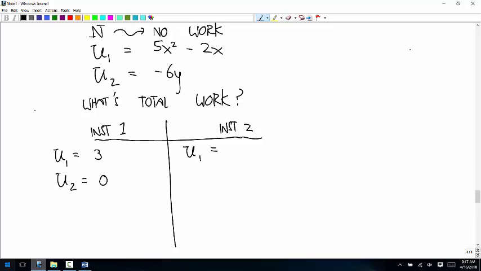5 times 16 is 80. Oh, minus 32. And so that's 48. 4, right. 72. Okay. And then U2, 6 times 10, that's negative 60.